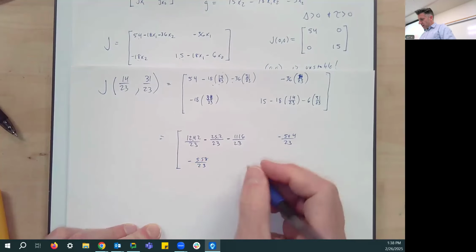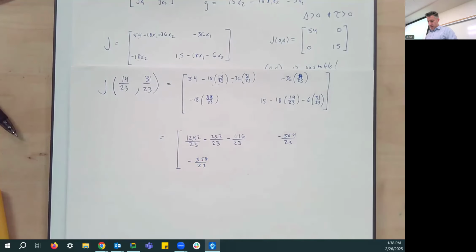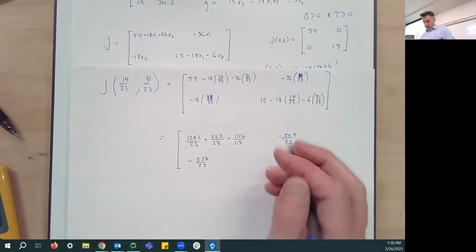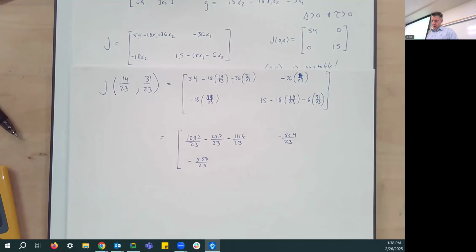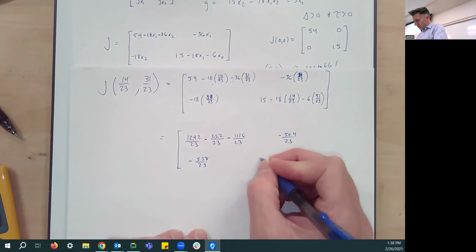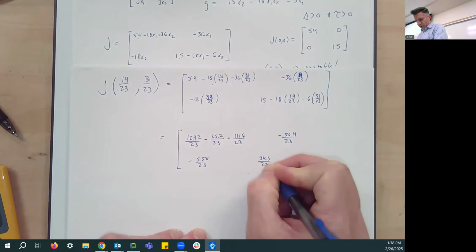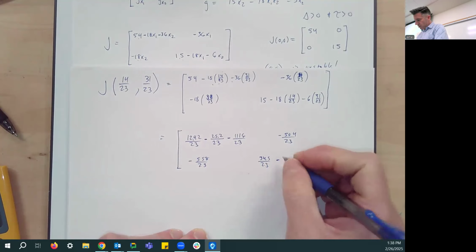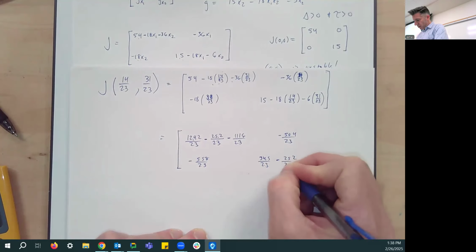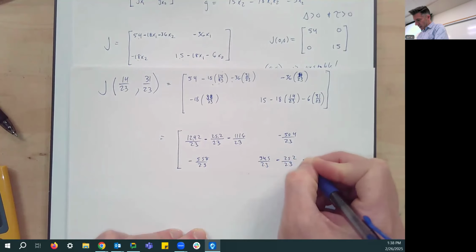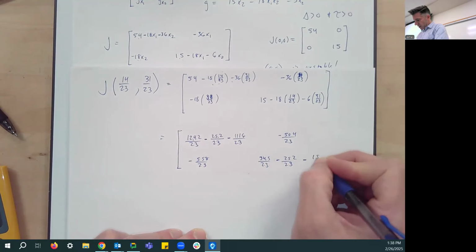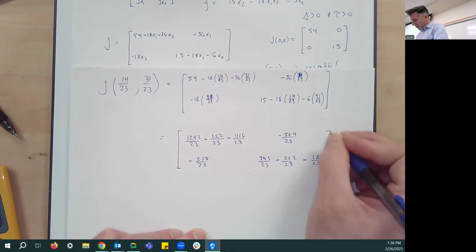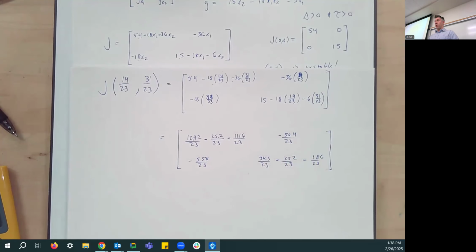And then finally over here, we have, let's see, 18 times 14 again. And then we have 6 times 31, which I should be able to. And then 15 times 23. All right, here's what we've got. We've got 345 over 23 minus 252 over 23 minus 186 over 23. Okay, this is where we're going to try and not do a ton of work.